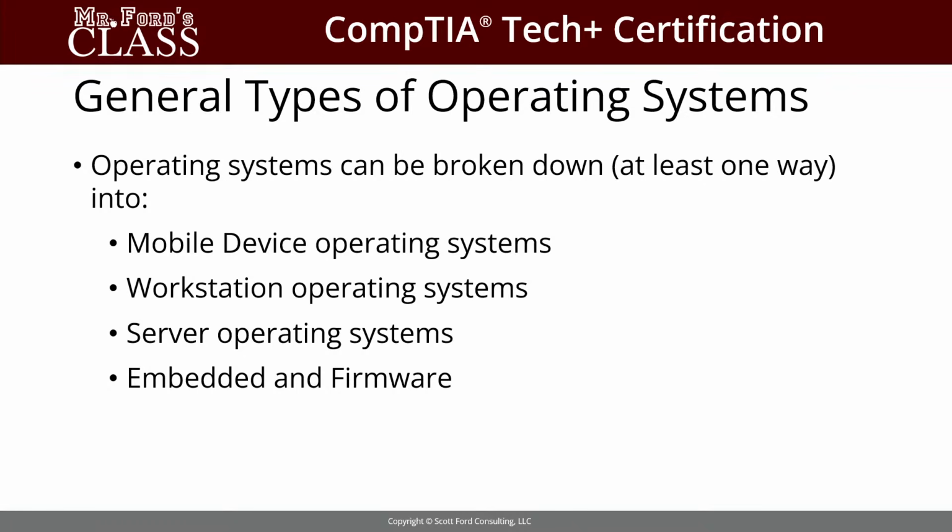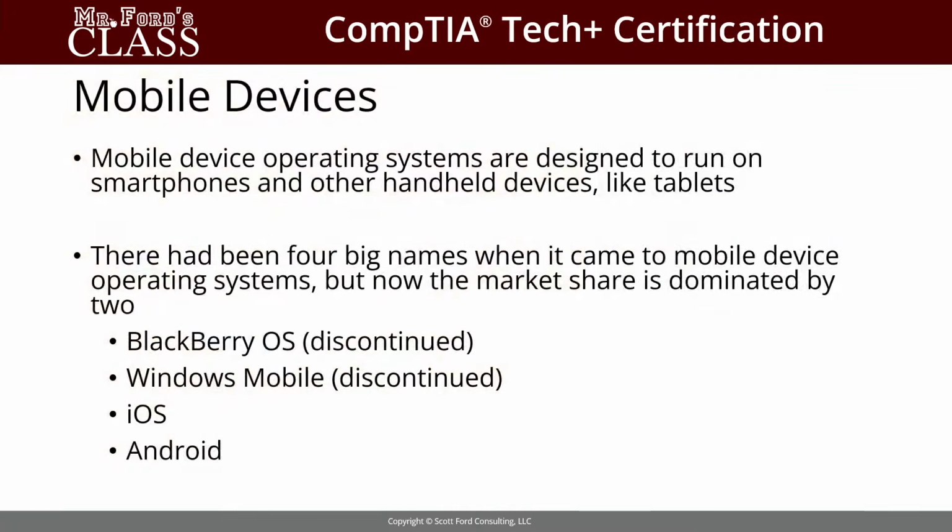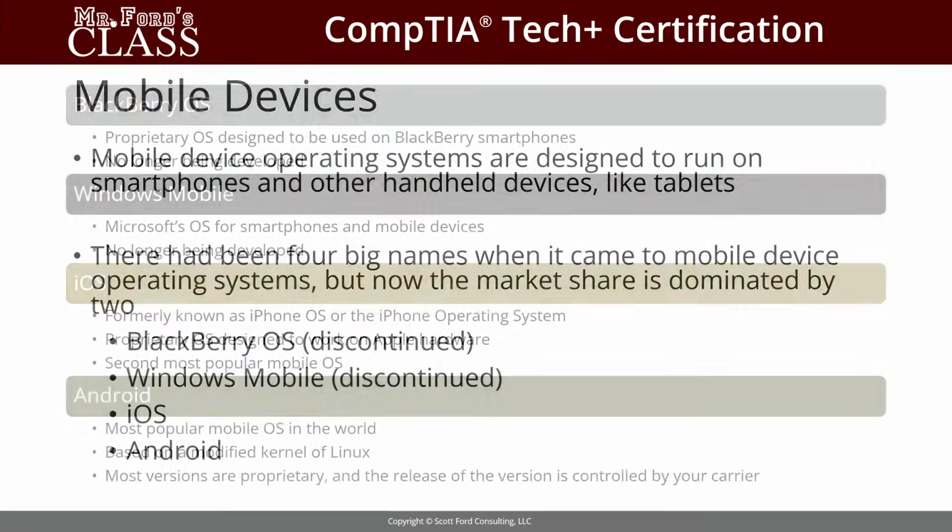So we have different categories of operating systems. Let's take a look first at our mobile devices. It wasn't that long ago that we weren't even talking about mobile devices, but because of how much they've blown up over the years, we absolutely positively have to address mobile phones when we're talking about operating systems. And so our 4 operating systems that we've had for mobile devices were the BlackBerry OS, which has been discontinued, the Windows Mobile, which has been discontinued, iOS, and Android.